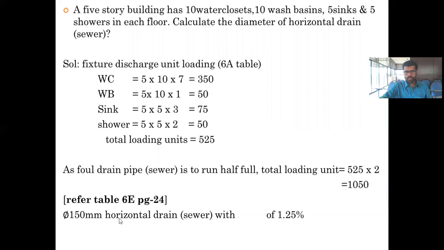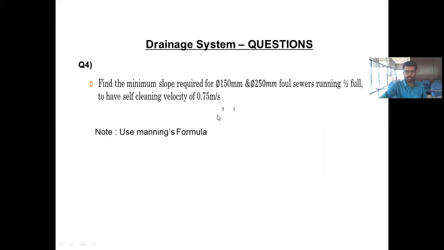So, 150 horizontal drain sewer with 1.25 percentage slope. Now we can see one more question. We can solve one more question so that you will be thorough with the slope also.